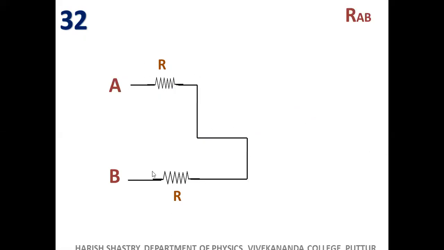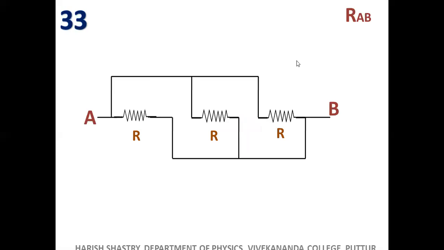R series R. That's all. RAB equals 2R. R series R, because you have to spread it. They are not in parallel. If they have to be in parallel, the two ends should be common. Here, this is common. What about this one? That is open. So they are in series. Okay. Then the 33rd one.